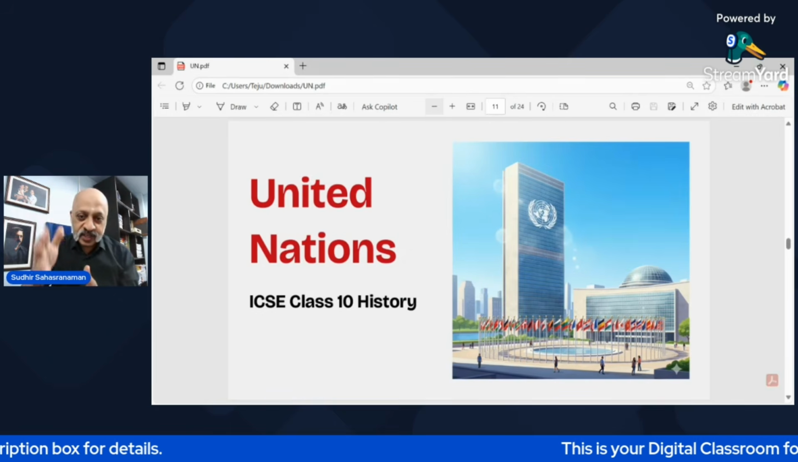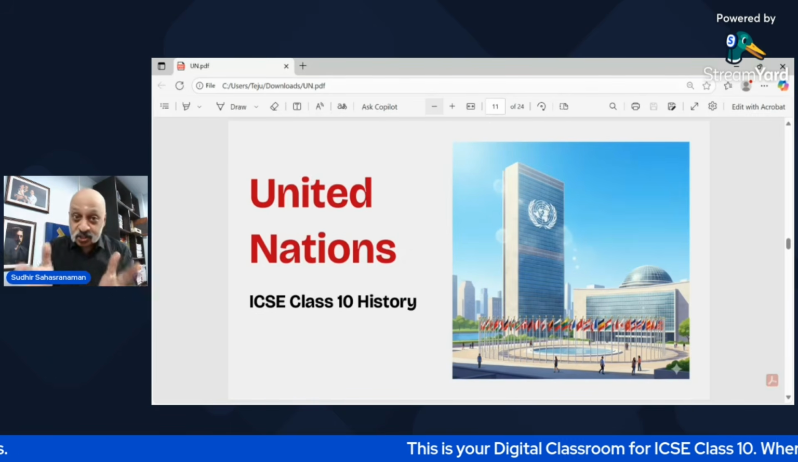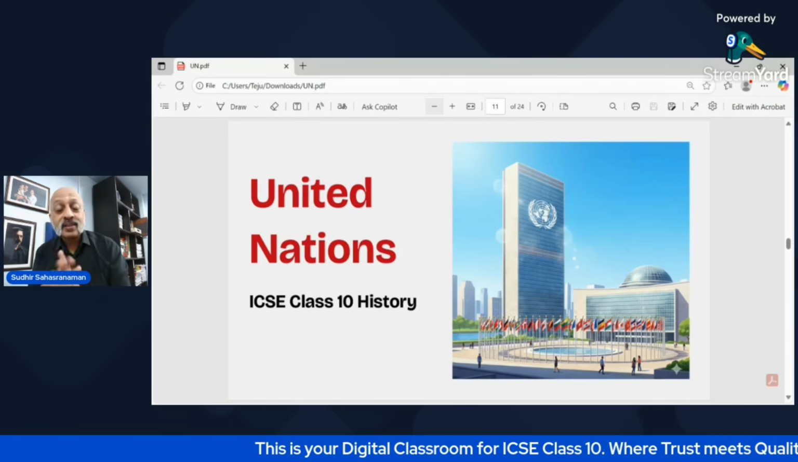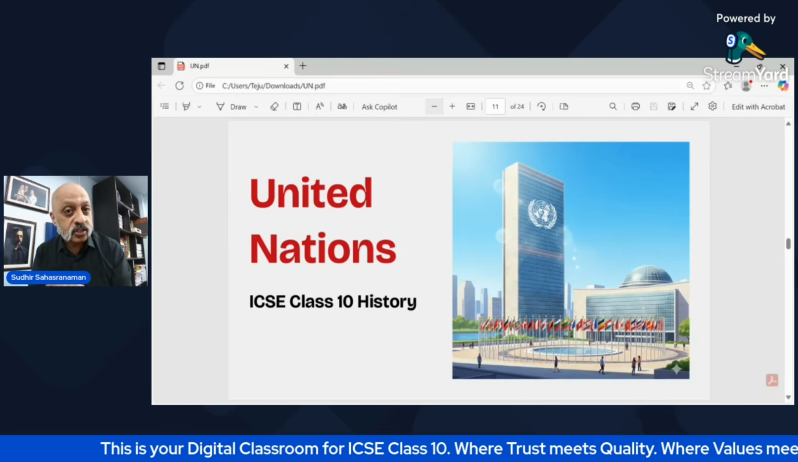Okay, so the United Nations, this is the building. This is an illustration of the building which is there in New York. That's where the headquarters of the United Nations is.